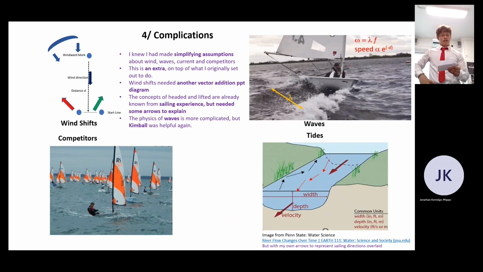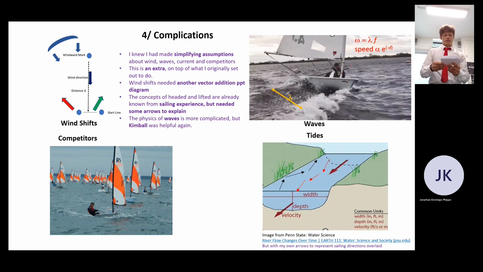So I decided that I wanted to cover the complications because in a real sailing world, the wind oscillates and changes direction. You also have tide, you have waves, and you have other competitors. These are all aspects which you need to consider when you're making any sort of model of possible real life complications.